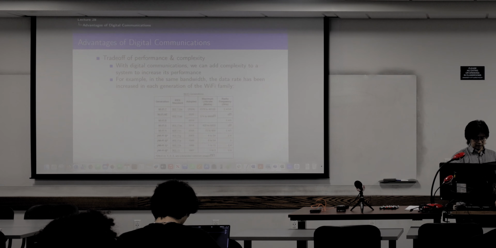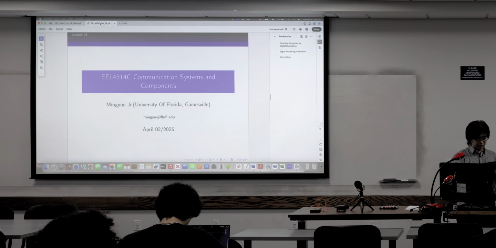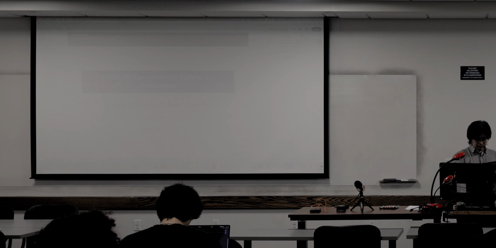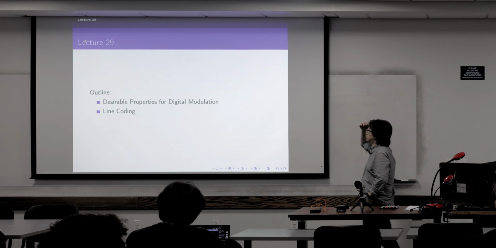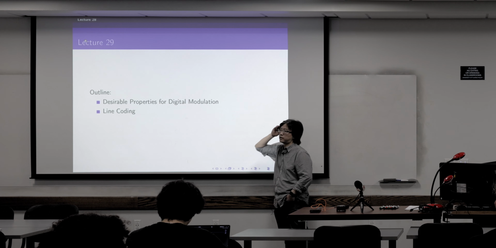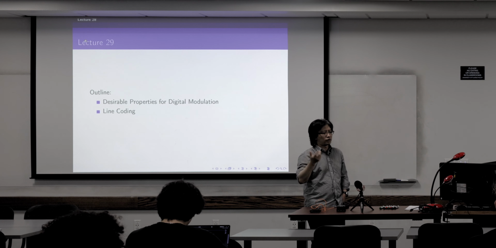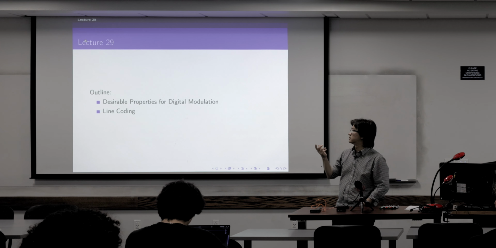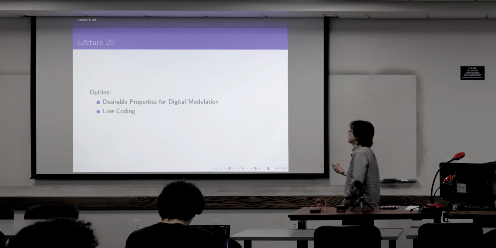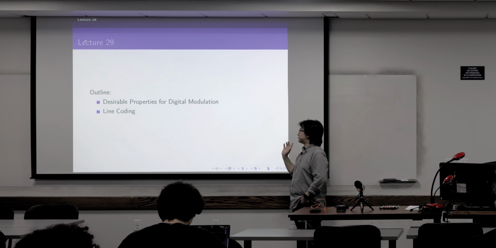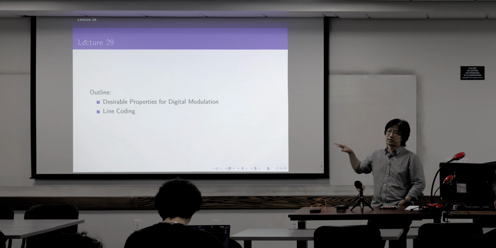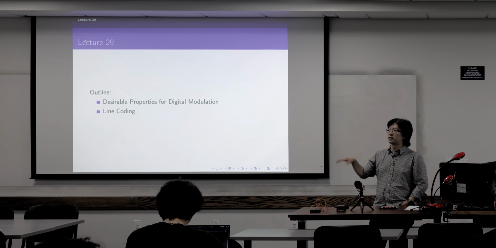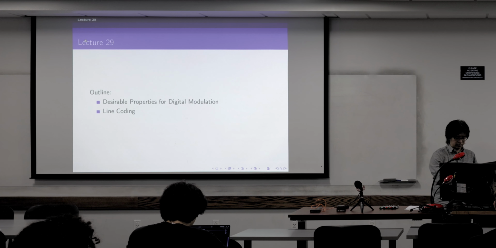So we're going to talk about this lecture. Those are the two topics of today's lecture. The first one is the desirable properties for digital communication: what do we want from digital communication, and what are the desirable properties of it? And then we'll introduce a very common and basic modulation scheme called line encoding. That's a modulation scheme that we use for baseband communication. We'll see the meaning of it.